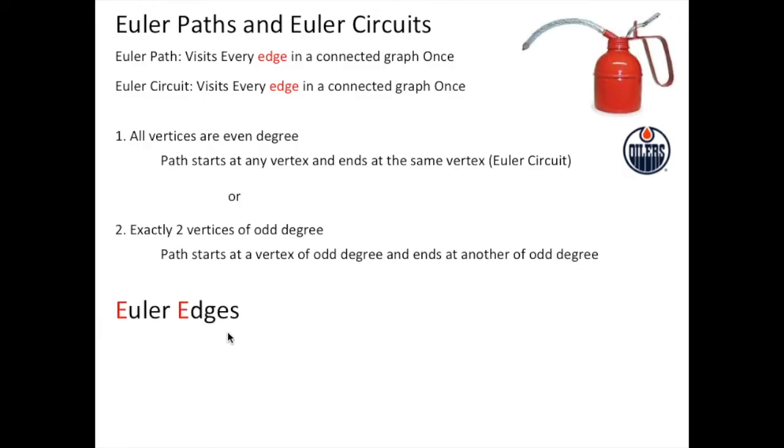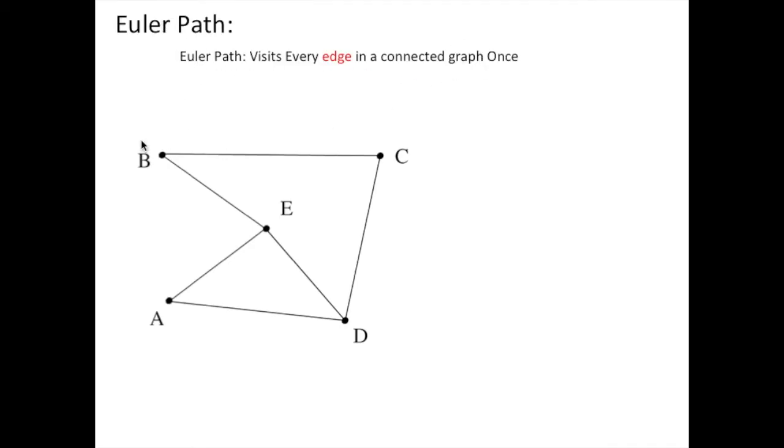Euler is all about edges. Think the Edmonton Oilers are on the edge of their skates. The Euler paths, we visit each edge once. Let's have an example. We're going to look at an Euler path on this diagram. Visit every edge in a connected graph once.